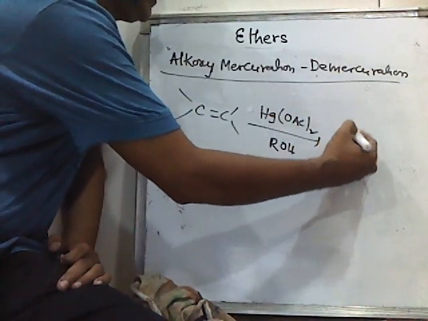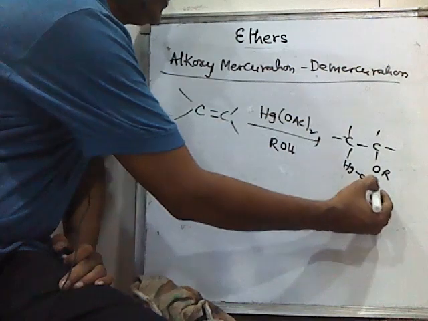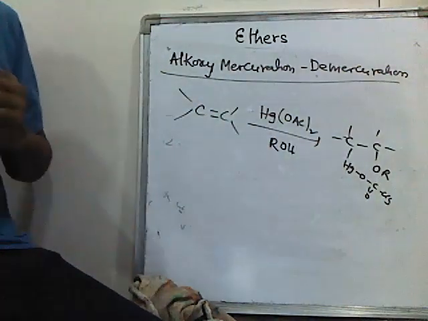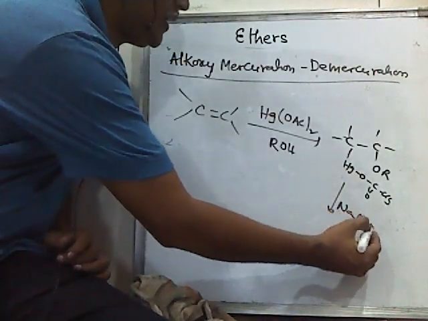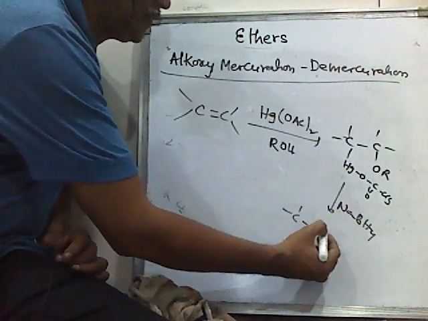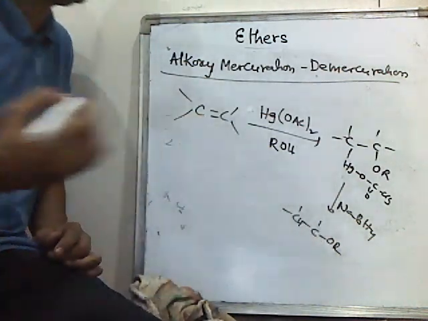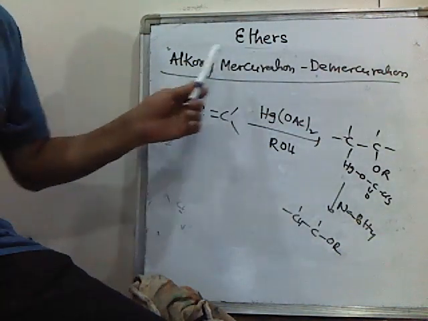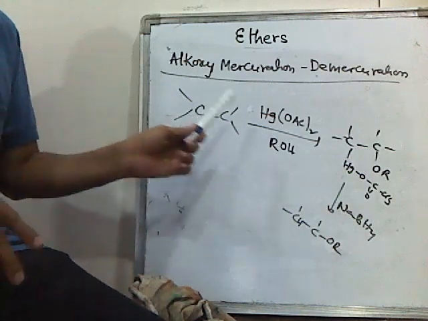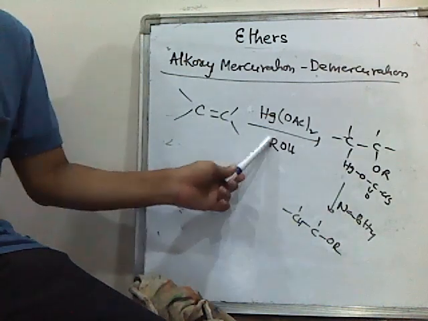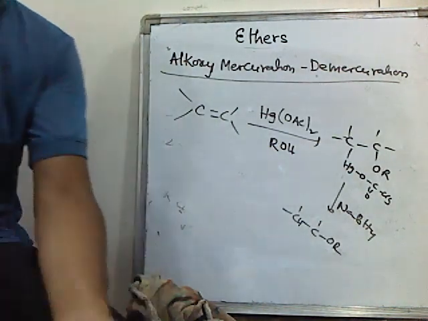It happens like this: we get an intermediate with OR and HgOCOCH3. Then this is treated with sodium borohydride, and you will get the ether. This is called alkoxymercuration and demercuration. Here, the alkoxy group is coming from the alcohol. So, these are the four methods of preparation of ethers.